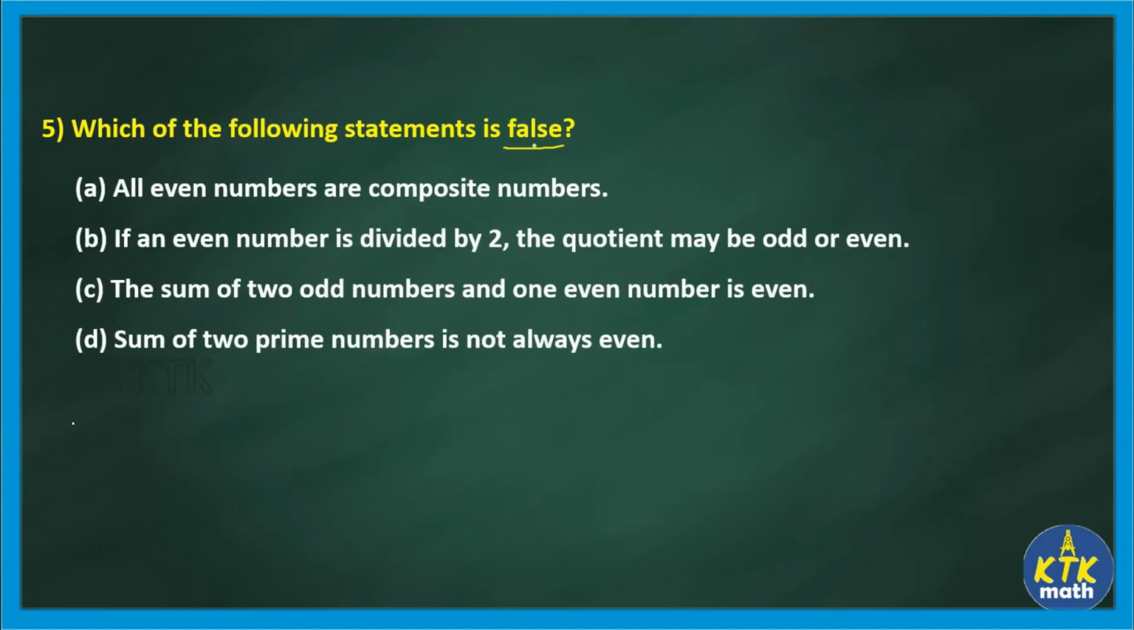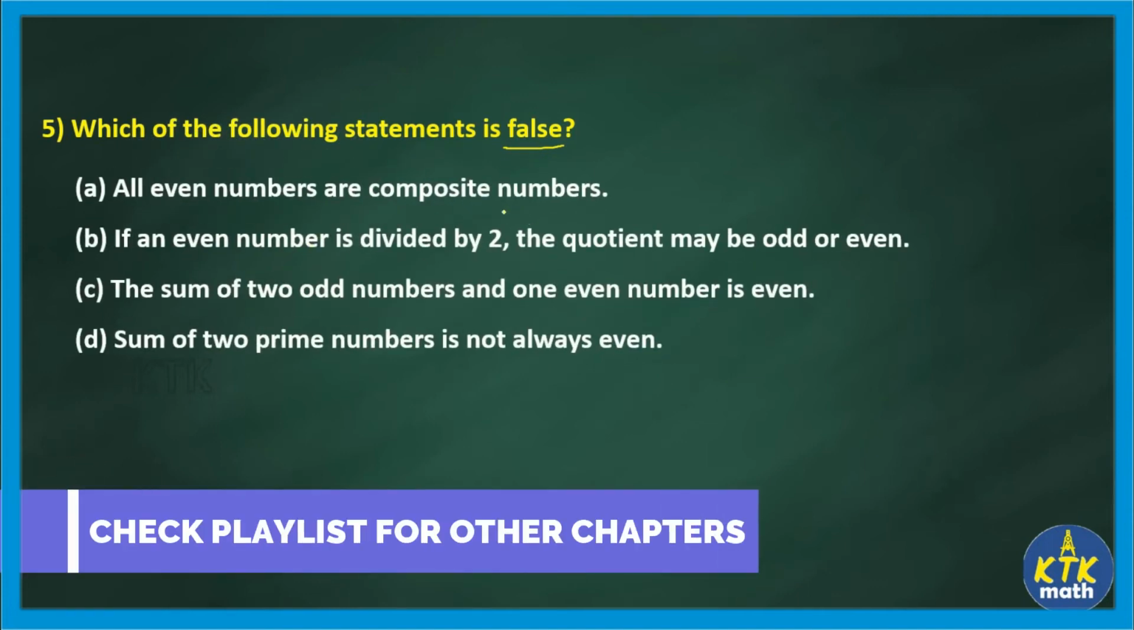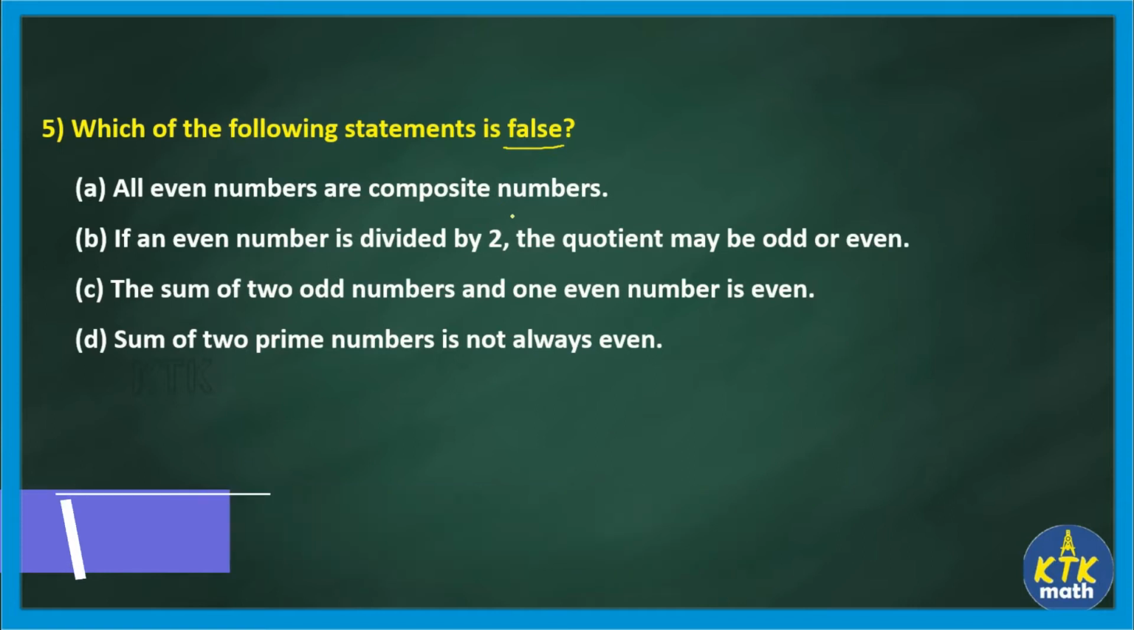Okay. Now question number 5. Which of the following statements is false? Okay. So it's a statement type of question. 4 statements are appearing here. You just read and understand each and every statement and try to analyze and find which one is true, which one is false. All even numbers are composite numbers.